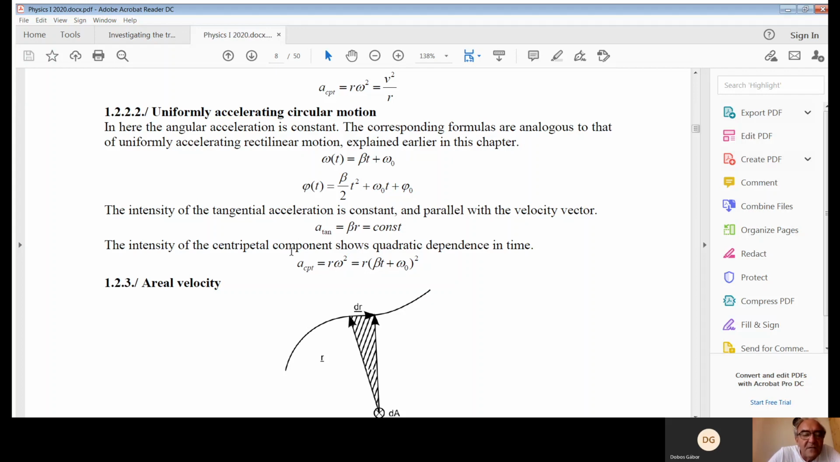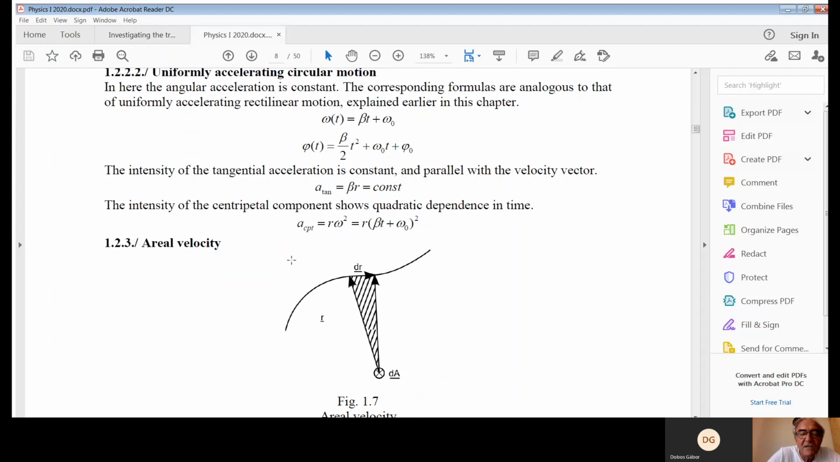And these two are normal to each other. So if one wants to find out how much the total acceleration is, this one and this one have to be added together as in the Pythagoras theorem. So square on this plus square on this under the square root will give us the total acceleration in this motion. But I didn't want to complicate the formulas too much.